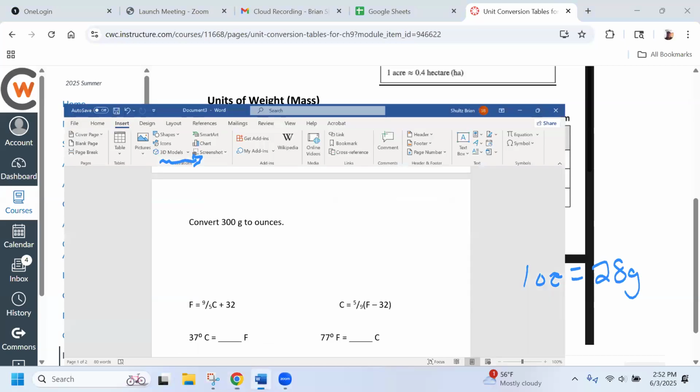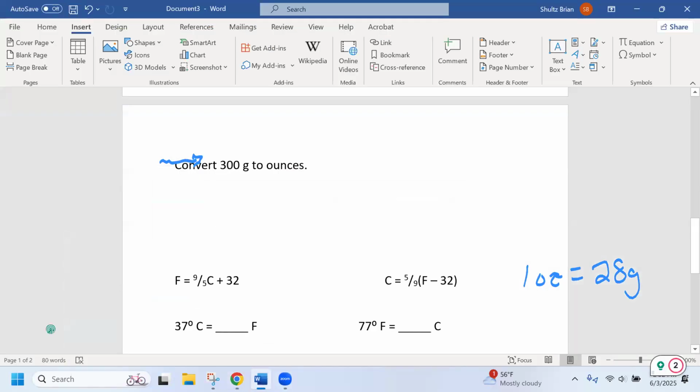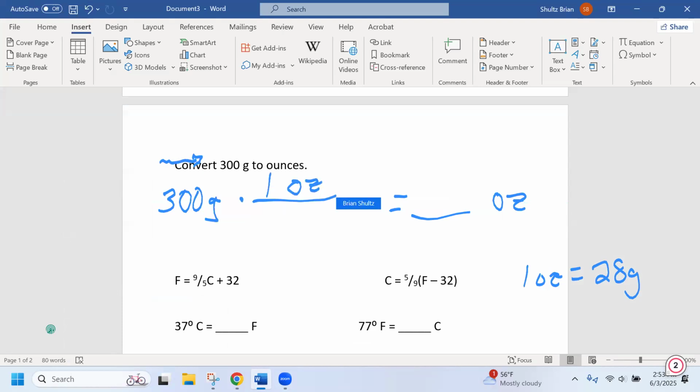So I bring back my example. I want 300 grams to finish in how many ounces? So I want ounces on top, the grams on the bottom. 1 ounce is 28 grams. The grams cancel, so my answer is going to be in ounces.